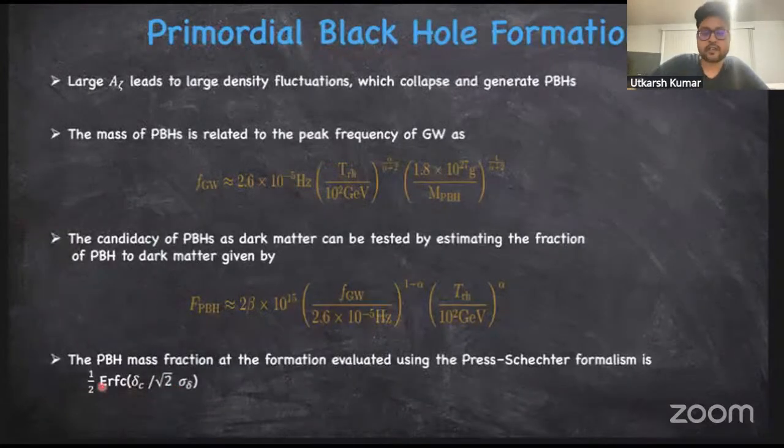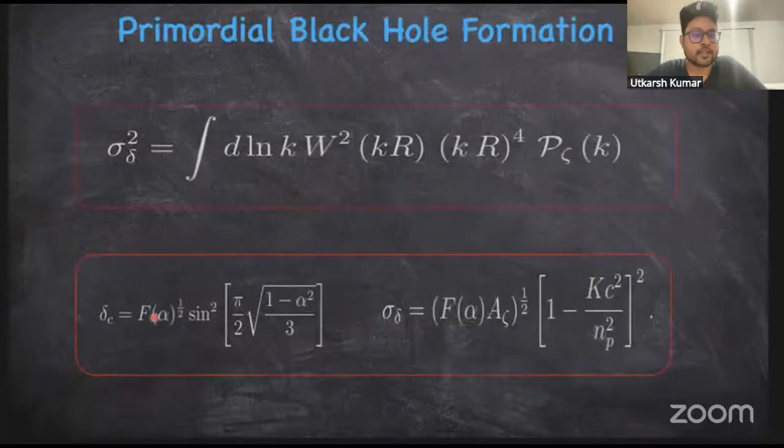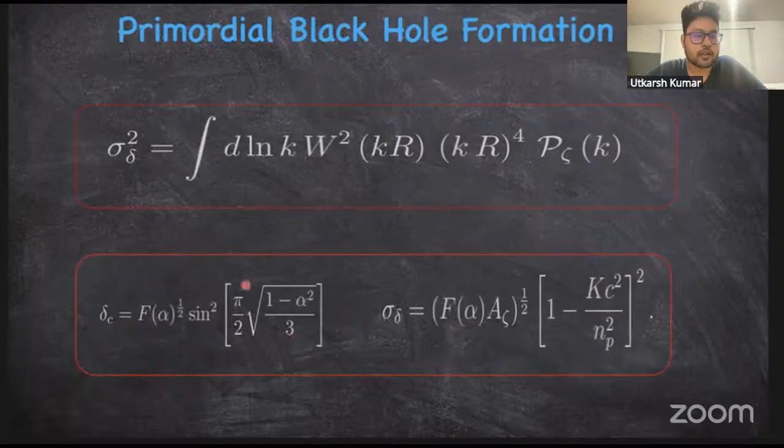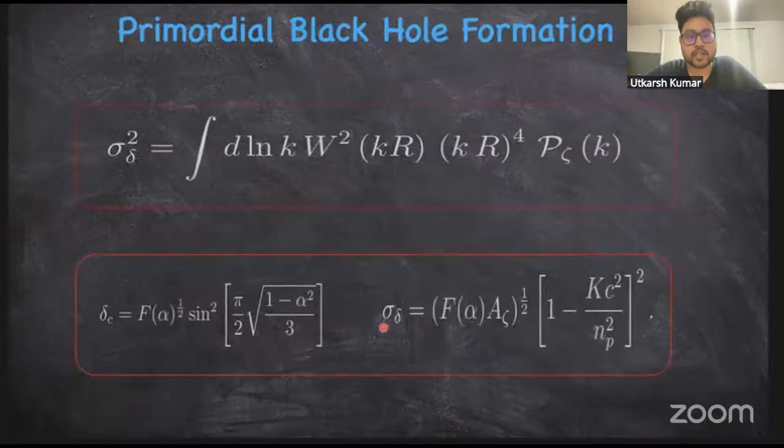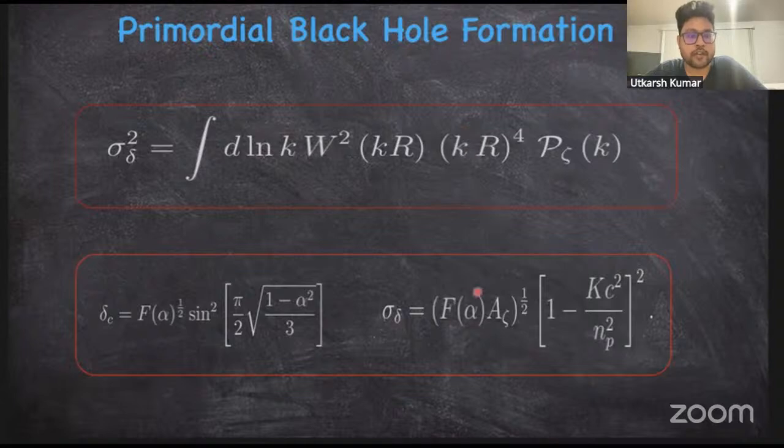are the quantities that we mentioned. The delta_c is given by the following expression, while sigma_delta is the power spectrum dependent quantity and can be computed via this relation. And for the Dirac delta power spectrum, sigma takes the following form, and again this term is coming from the non-zero k here.